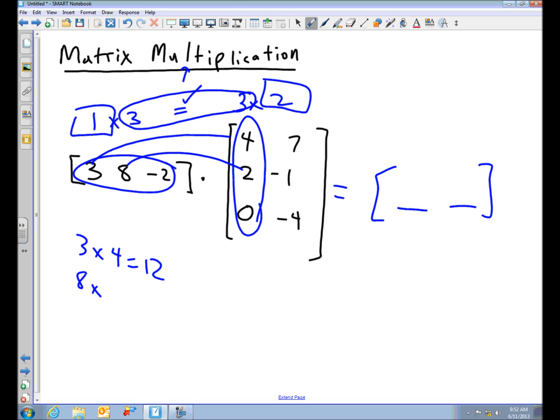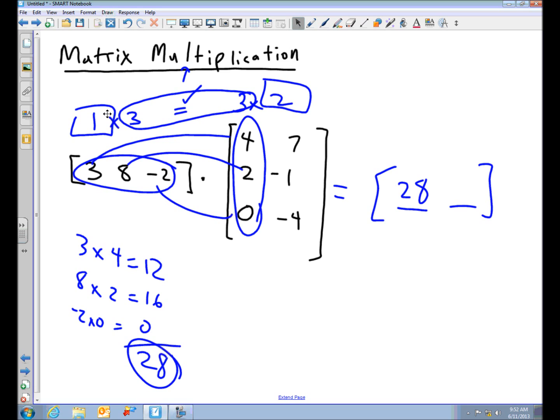Alright, and then we're going to follow the same process with the other numbers. 8 times 2, and then again negative 2 times 0. And then after we multiply them, we add them all up. So 12 plus 16 plus 0 gives us 28. And we just combined our first row with our first column, so the answer we're going to get is going to be our first row, first column answer. So that's where the 28 goes.